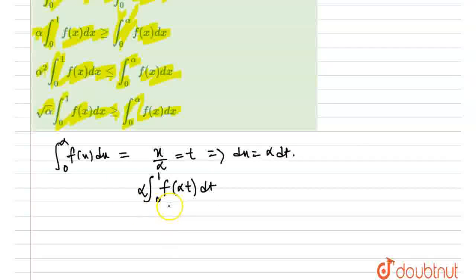Now what we can do is look at alpha t. As alpha belongs to the open interval 0 to 1, that is alpha is less than 1 and greater than 0, alpha t is always less than t. Now f being a non-increasing function, this would imply f on alpha t is greater than or equal to f on t.